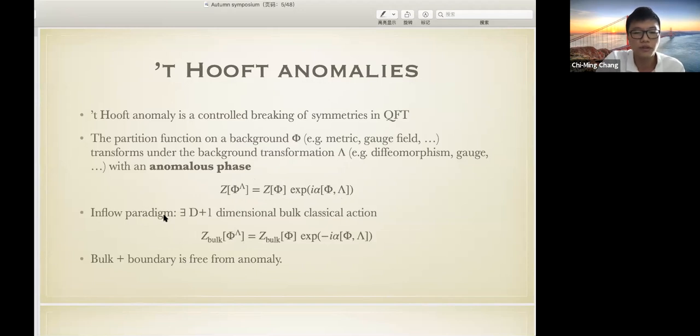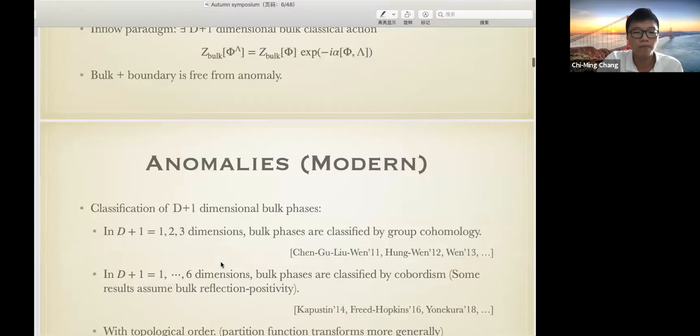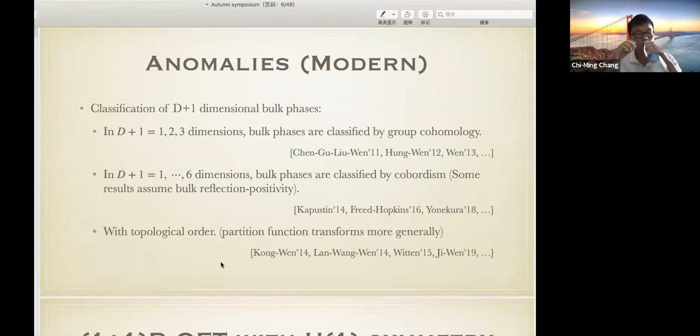The inflow paradigm asserts that there exists a D plus one dimensional bulk classical action that transforms in the opposite way, with an inverse phase. So if we consider the combined system, the bulk plus boundary, then the system is free from anomaly. So we can classify the D-dimensional anomaly by classifying the D plus one dimensional bulk phases.